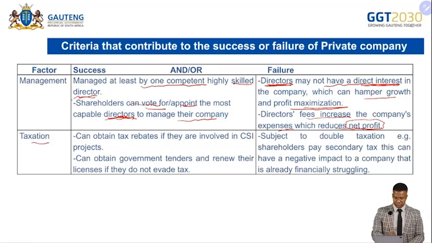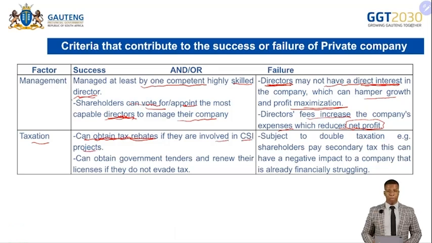Taxation. We are looking into now the success of a private company when it comes to its tax implication, how they have to pay the tax. Now, the company can obtain tax rebates if they are involved in CSI projects. Remember, we did CSI, corporate social investment. It has to do with the money that is invested towards the community so that they improve the standards of living in the community.